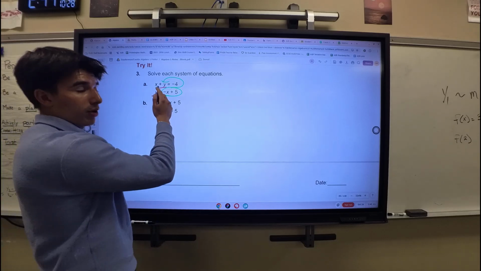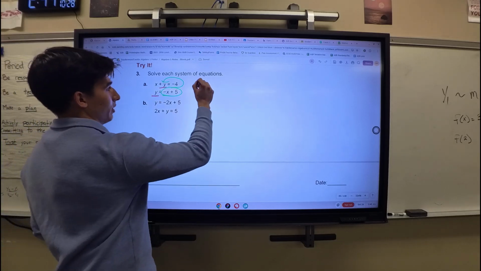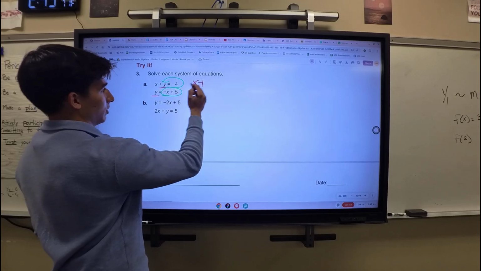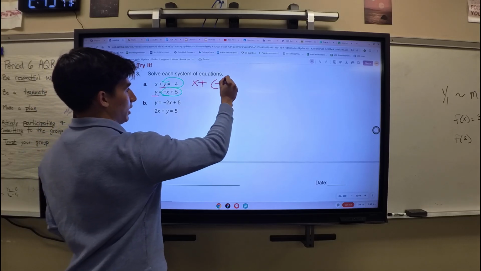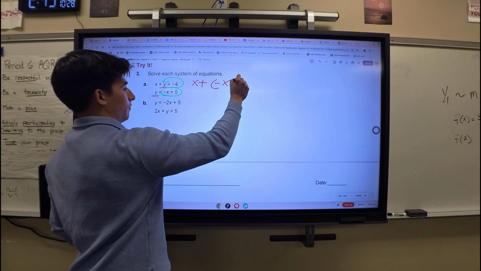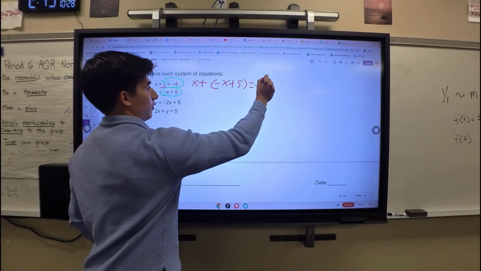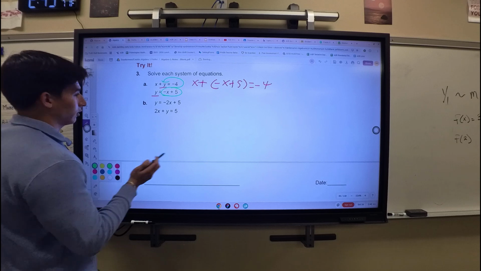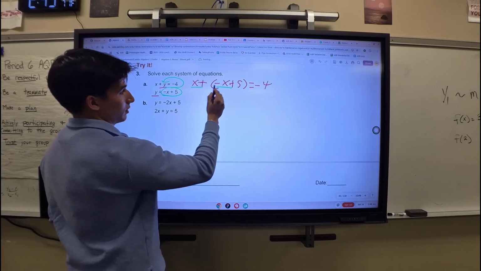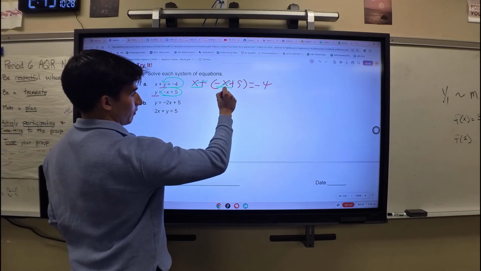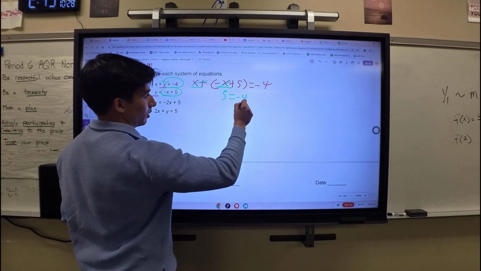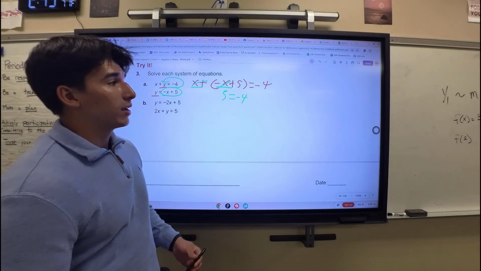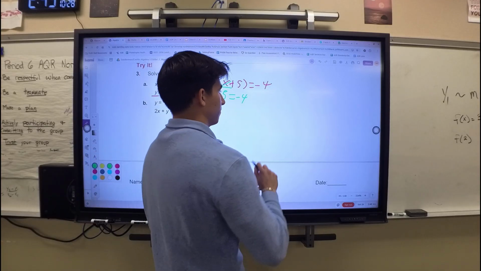So now, rewriting our top equation, we have x, we just brought that over, plus, now this is where our substitution happens, negative x plus 5 equals negative 4, because we didn't change that. So now, combining our like terms, x and negative x becomes 0, so we have 5 equals negative 4. But 5 doesn't equal negative 4, so therefore, there is no solution here.